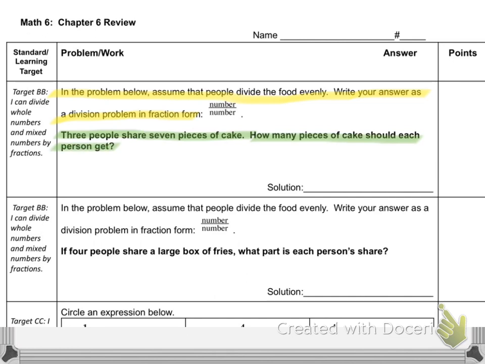In this problem, you have 3 people sharing 7 pieces of cake. Remember, your people are your groups. You are making 3 groups. Your groups are on the bottom or the denominator of your fraction. Go ahead, pause the video, answer the question, then hit play.